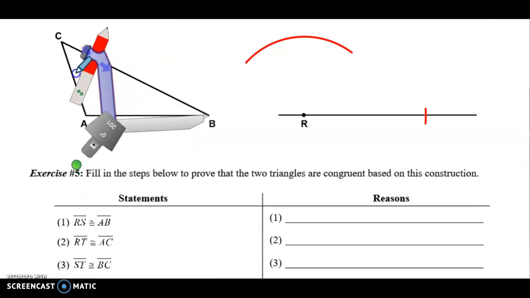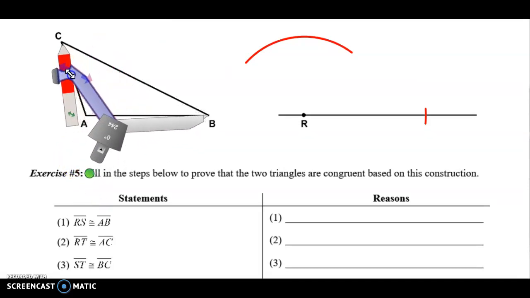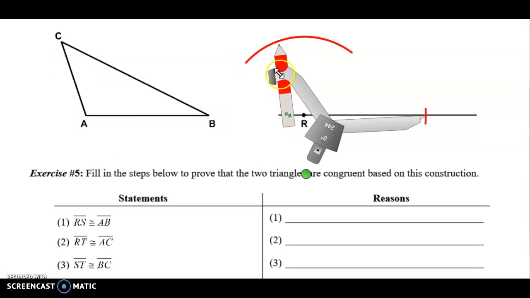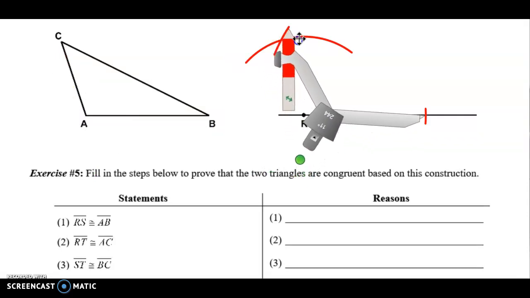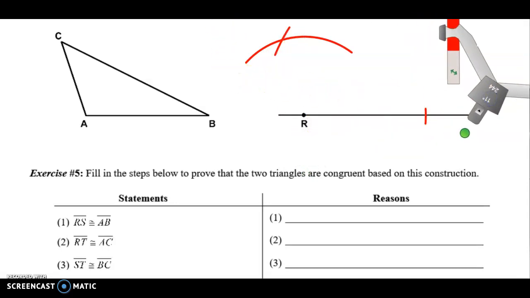All right, so now I'm going to measure from B to C. I'm putting one end of my compass on B and one end of my compass on C. And now I'm going to come over here to where my S is, and I'm marking off. Now where those two arcs meet up above, that is point T. Okay, so I use my straight edge now, and I connect that point of intersection to R, and I connect that point of intersection to S. And I'm going to label this S right now, and I'm going to label this one up here T.